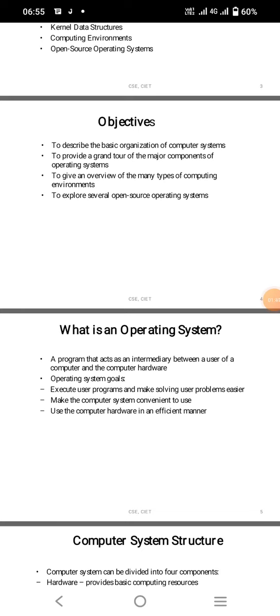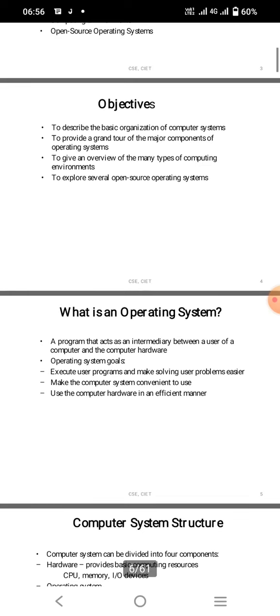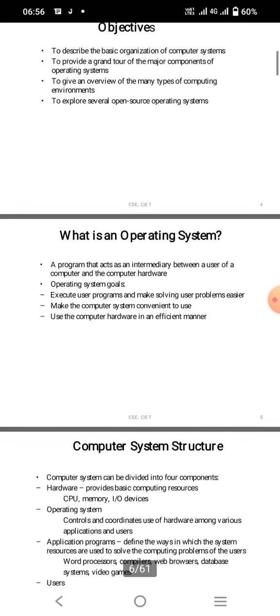Operating system goals. What are the goals of the operating system? Mainly three goals are involved. First, execute user programs and make solving user problems easier. Second, make the computer system convenient to use. And the last and final one is to use the computer hardware in an efficient manner. These three are the goals of the operating system.